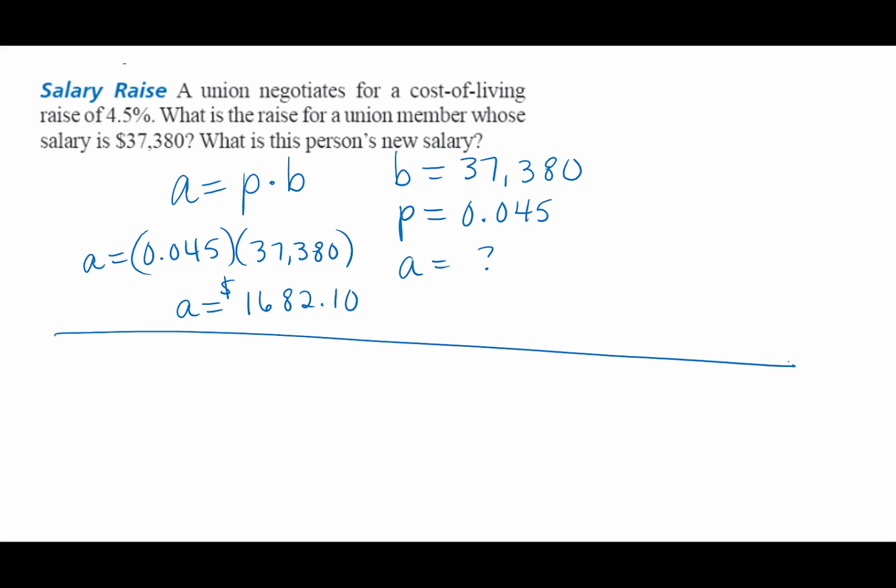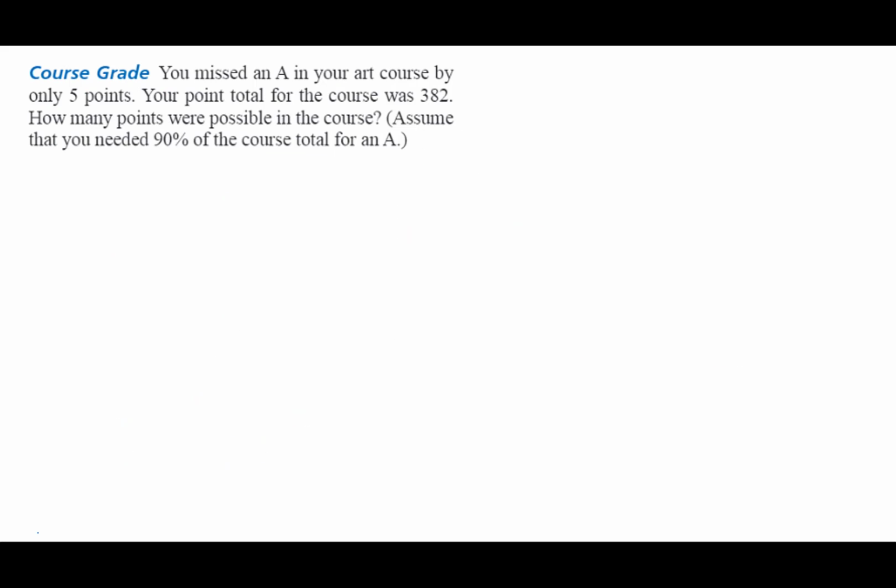Now there's a second question. What is this person's new salary? This one should be pretty easy for you. We're going to take the old salary and add the amount of the raise, and that will equal the new salary. So this is an easy addition problem. 37,380 plus 1,682.10. Add those two together to get a total of $39,062.10.